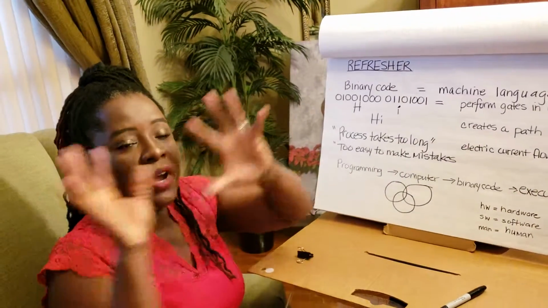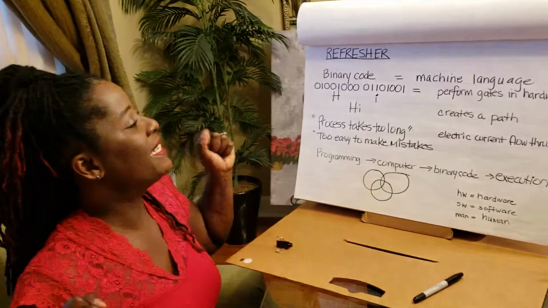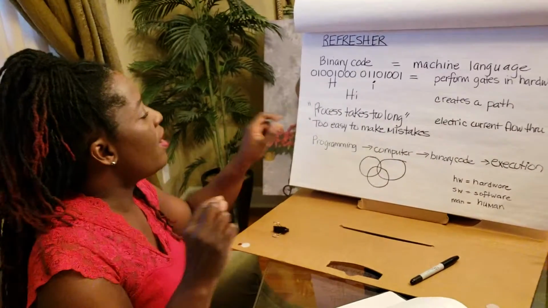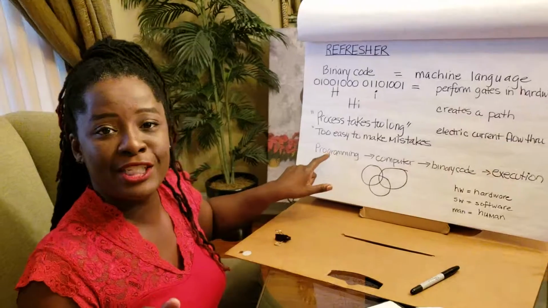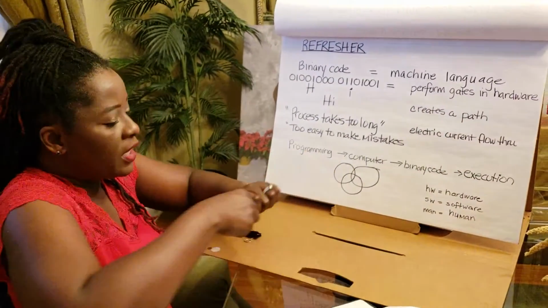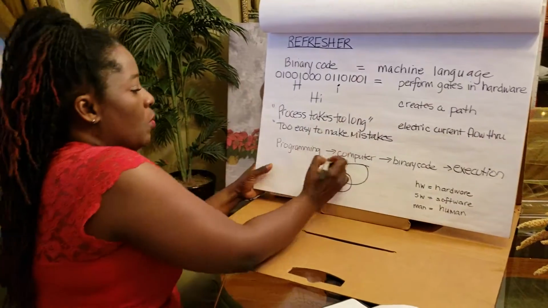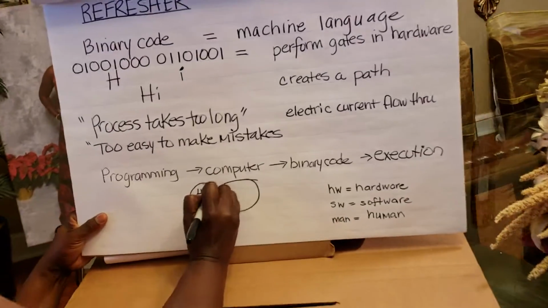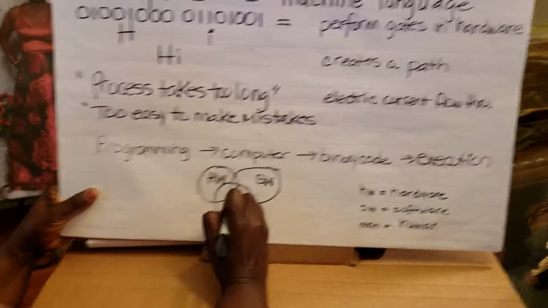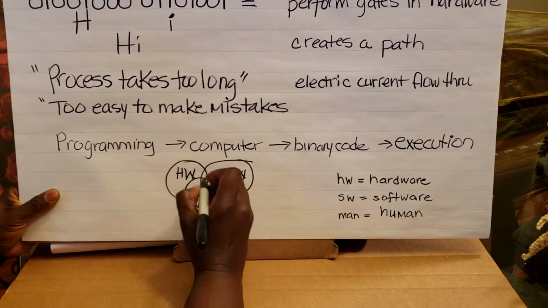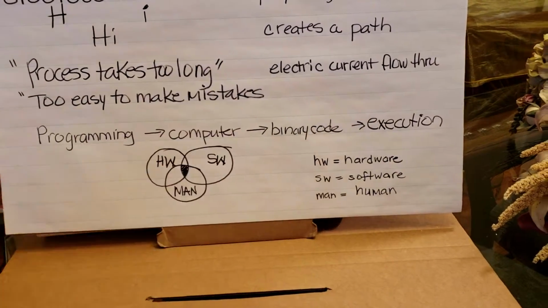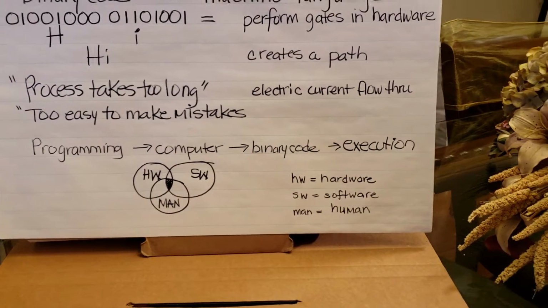So I want you to keep thinking of this. I am the human. You have always been the man that has been telling the hardware, which is a machine, what to do. Now we're going to add some software into it, okay, so that we can get some type of execution. So I just want you to think about these 3 circles. I want you to think about hardware. I want you to think about software. And I want you to think about the man. Because this integration right here is how we're going to get this execution, okay?